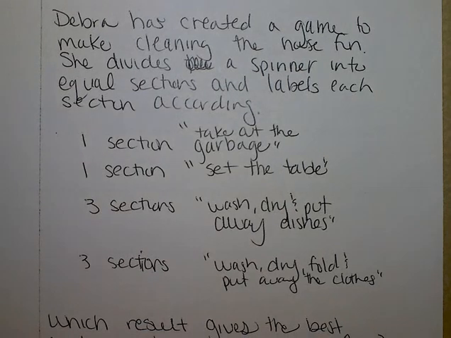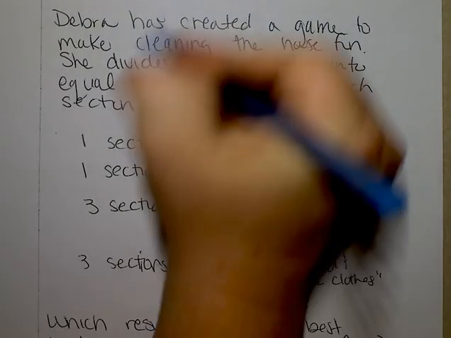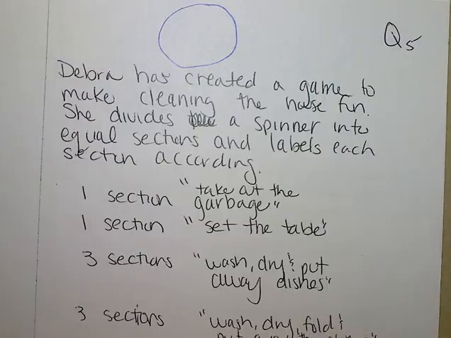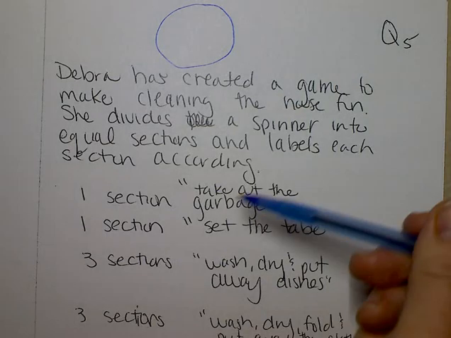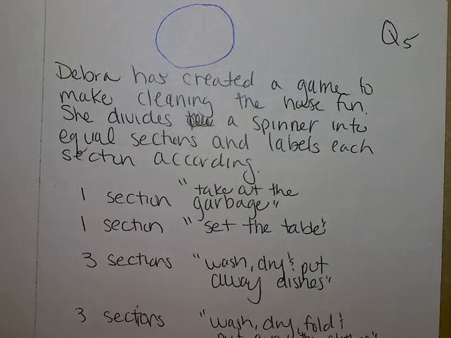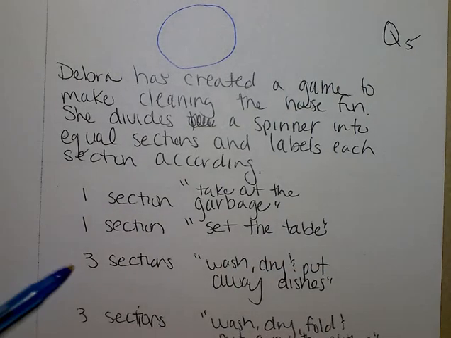It's a circle. So she creates a spinner, and on her spinner, she has equal sections. It doesn't tell us at this time how many equal sections she has. We have to figure that out in just a second. And each section is going to have some type of a chore on it. So down below, she tells us what the chores are and how many sections would have those. So in total, how many sections do we have?